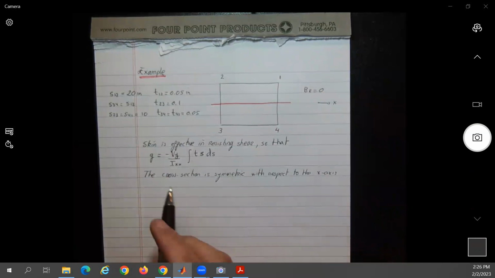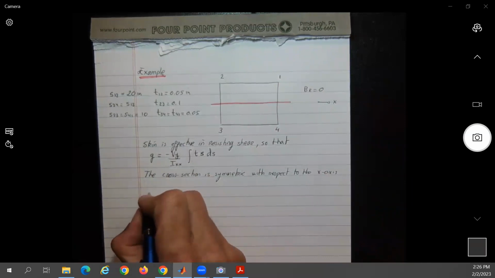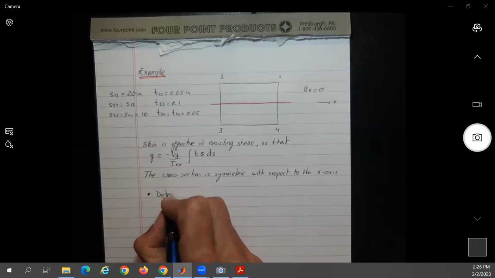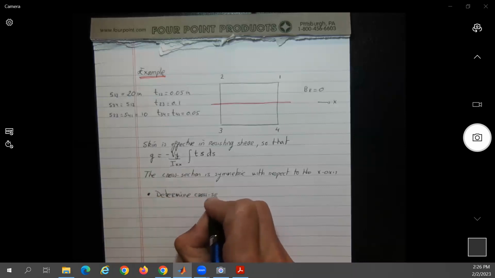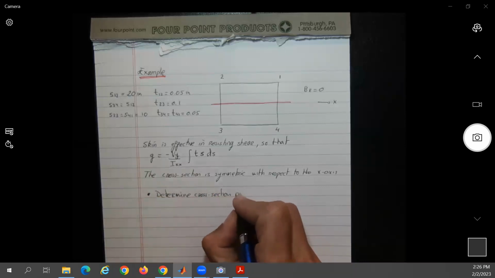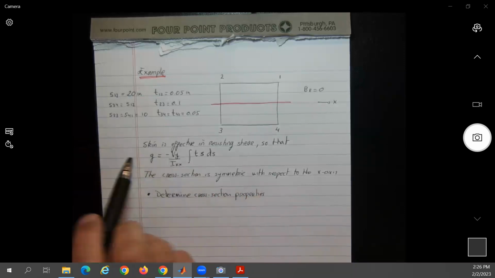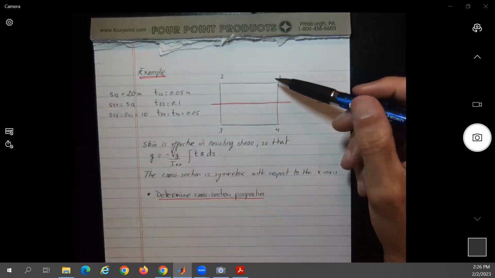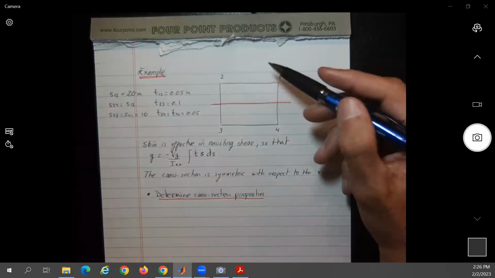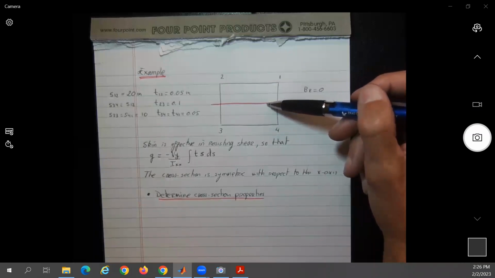Okay, so the first thing we're going to do before starting to do all the calculations, let's first determine the cross-section properties. So in this case, I could do the calculation, but I'm not going to do it because we don't need it. Since this is 0.05, this is 0.05, we agree this is going to be in the middle, no? That's why it's symmetric.